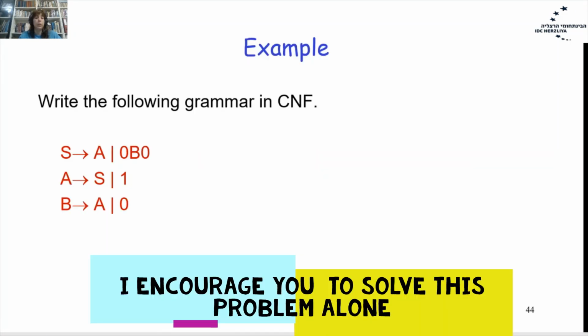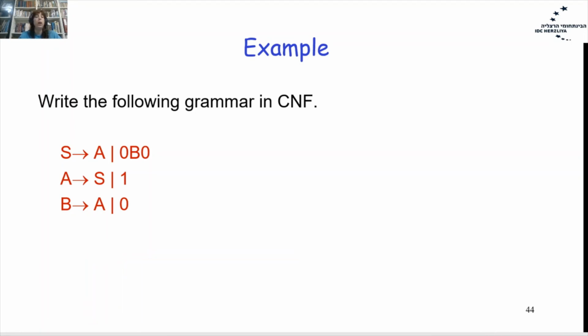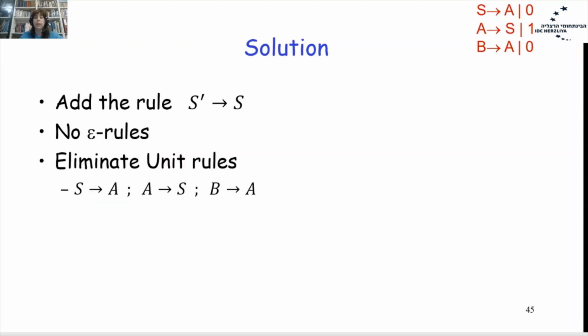Let's start with an example. We are given a context-free grammar and we are asked to rewrite it in Chomsky normal form. First of all, we ask ourselves, does an empty word belong to this language? No. If not, we don't need to add an empty word to the grammar. Do we have epsilon rules which should be eliminated? No. Do we have unit rules? Yes. So we should eliminate unit rules.